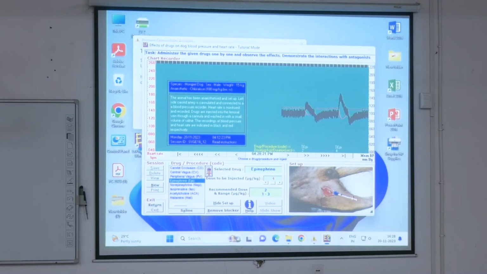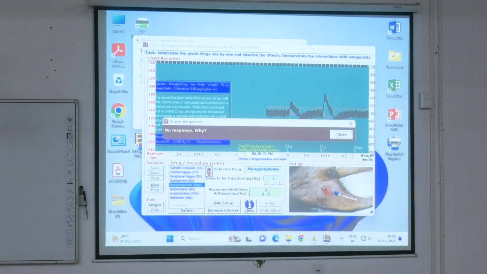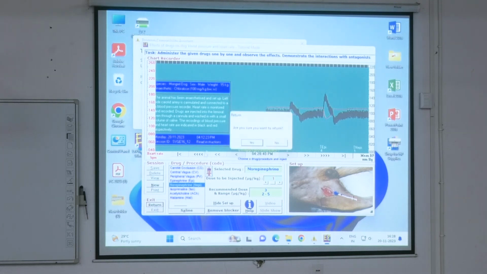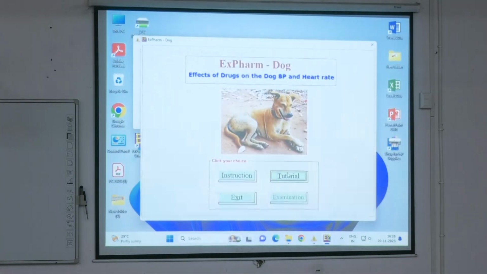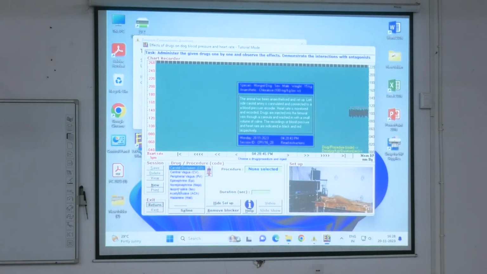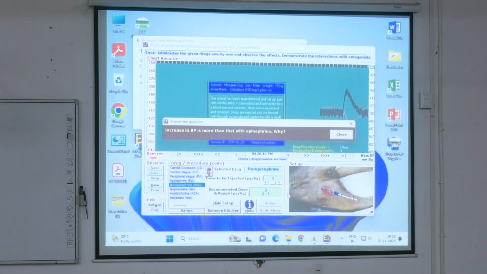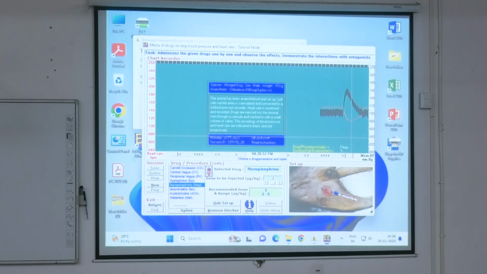কি হলো? কাজ করছে। Now we are administering norepinephrine. Sorry. Again. You can see that there is only a rise in blood pressure, no fall below the baseline. So that is the ideal recording of blood pressure after administration of noradrenaline.